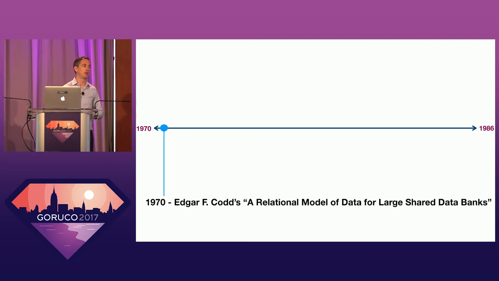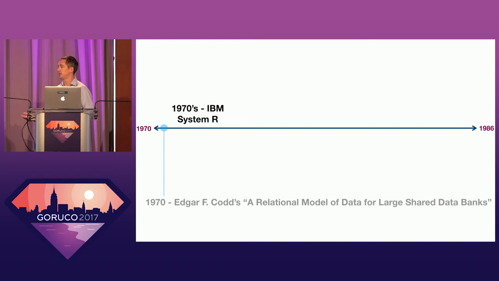So in 1970, a computer scientist working at IBM, Edgar F. Codd, wrote this paper, A Relational Model of Data for Large Shared Databanks. And this thing was the precursor to all of relational databases. He laid out the relational model, he laid out a query language called Alpha, and he built on this later to create relational algebra and all the other stuff that SQL databases are based on.